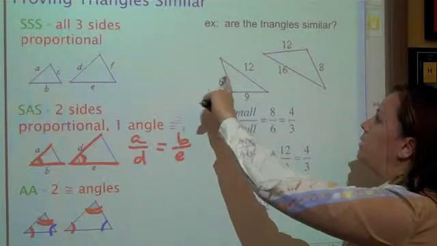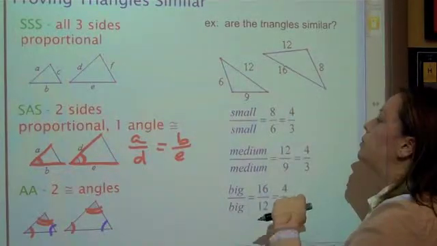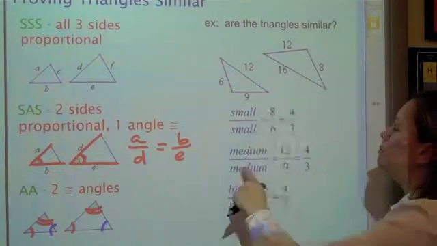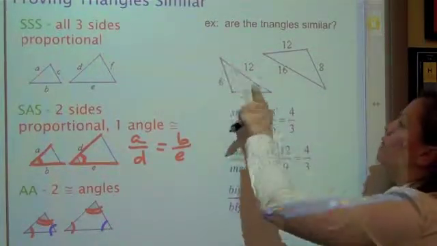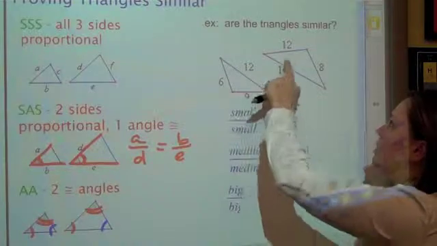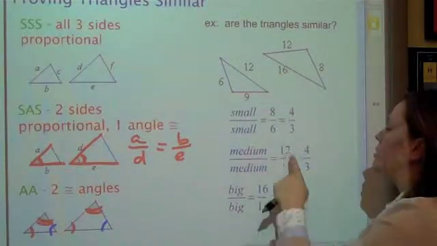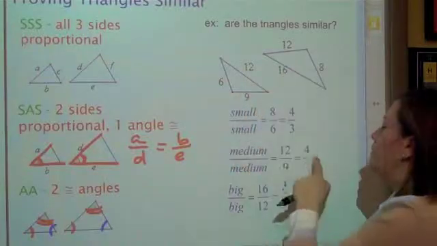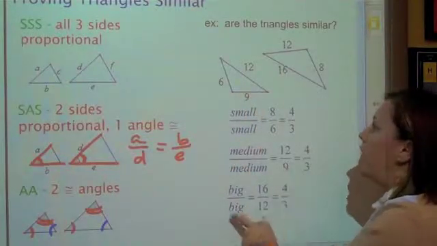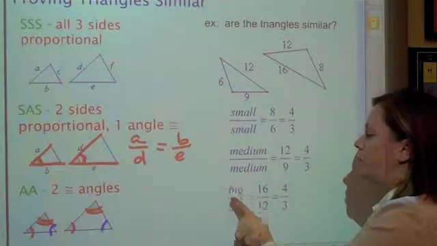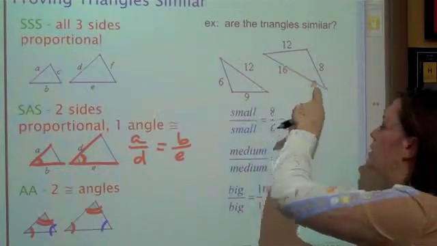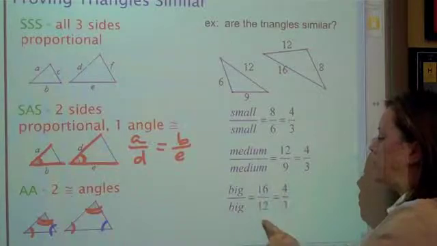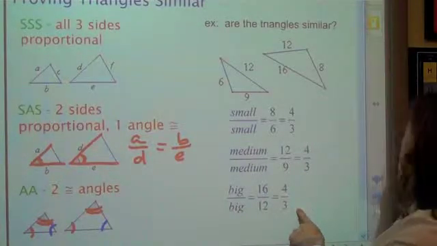The smallest side of this one is 6, the smallest side of this one is 8. 8 over 6 reduces to 4/3. The medium side of this triangle is 9. The medium side of this triangle is 12, so 12 over 9, the bigger triangle over the little one, reduces to 4/3. And then we have the longest side, so big over big. Here the biggest side is 16, here the biggest side is 12, and again 16 over 12 reduces to 4/3.